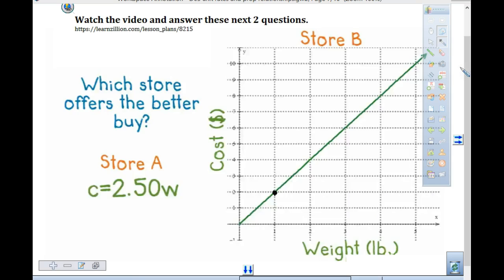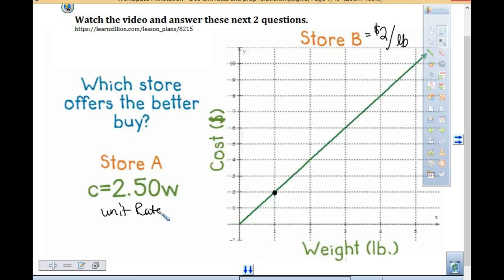How many dollars? 2. Going across from here, store B has a rate of $2 per pound, right? That's how we write that if that was our quiz today, right? When I look at store A, how much are you paying per pound here? What's our unit rate?